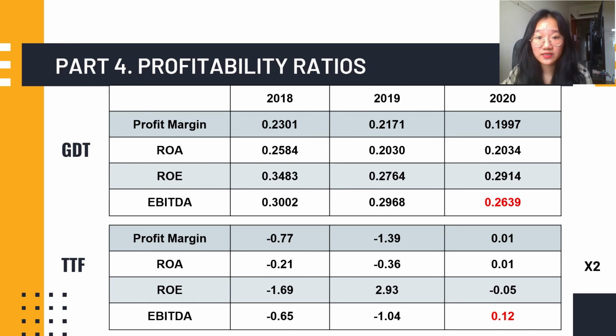Regarding the return on equity, the ratio of GDT is also positive and higher than that of TTF. This shows that the use of the company's operating capital is quite efficient and reasonable. In 2020, the EBITDA ratio of GDT is nearly double the ratio of TTF. This can indicate that the performance of the business is relatively good. The higher the index is, the more stable it is for a long time.